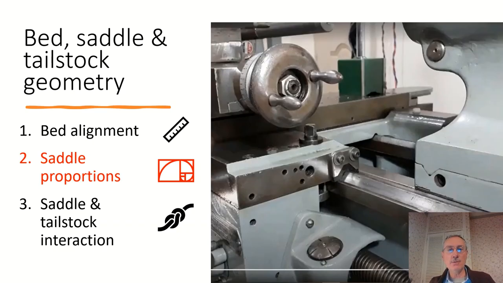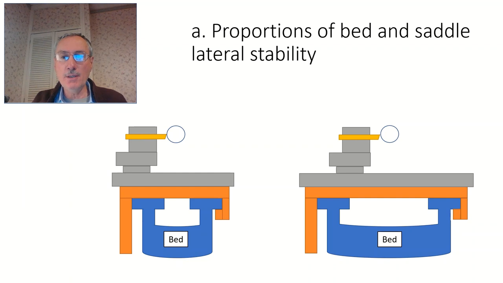Now we're going to come to saddle proportions, and this is somewhat related to the bed alignment, as you'll see. One of the considerations is the width of the bed, the distance between the front and the rear shear, and sometimes lathes are advertised as having a broad bed, and that in some ways it is an example of a good machine, heavier machine, more material in there, more expensive. But let's see why that is an advantage.